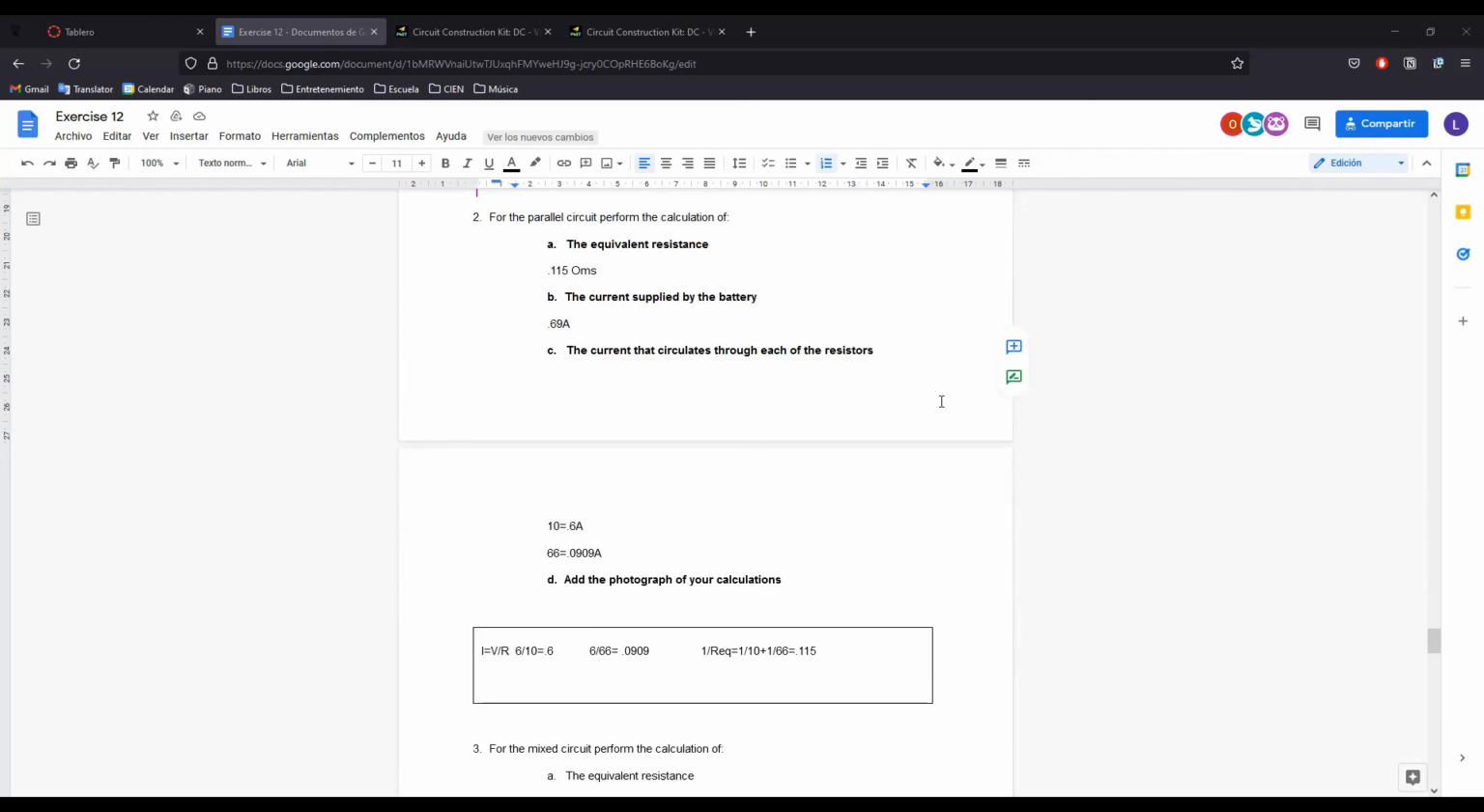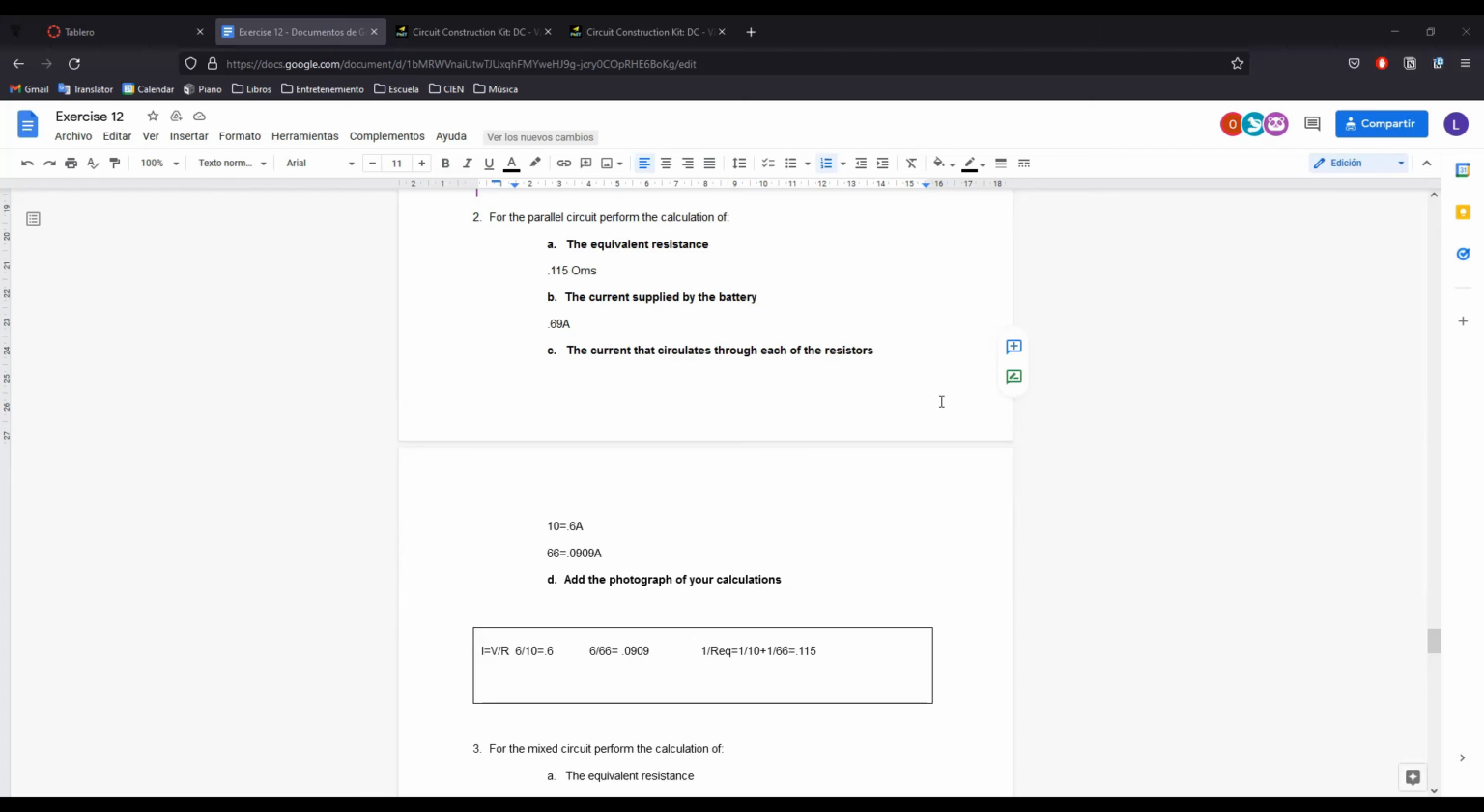And the current that circulates through each of the resistors: first I divided 6 over 10, that gave me 0.6. Next, 6 over 66, and that gave me 0.0909. And the procedures are not complex, so I made it on my computer.